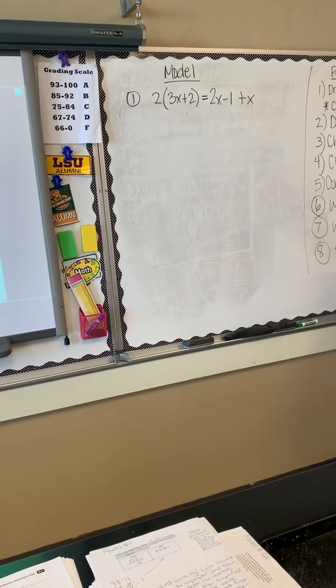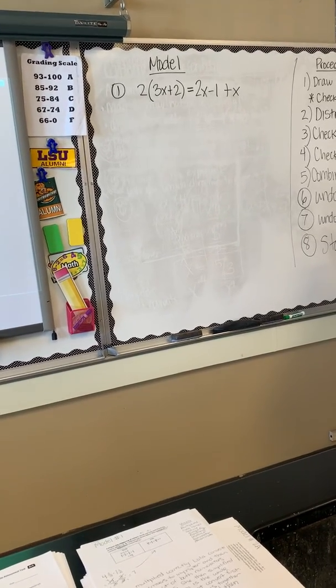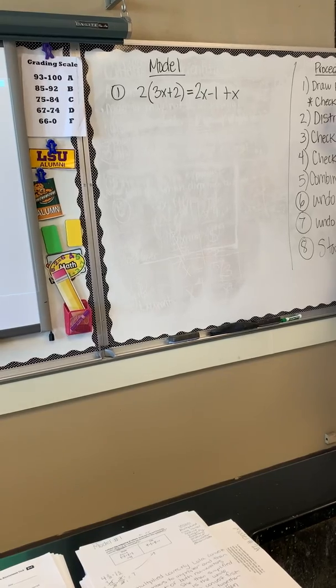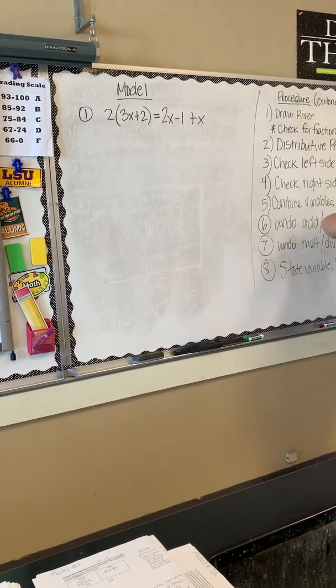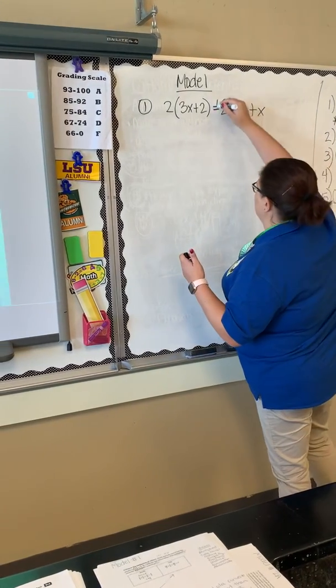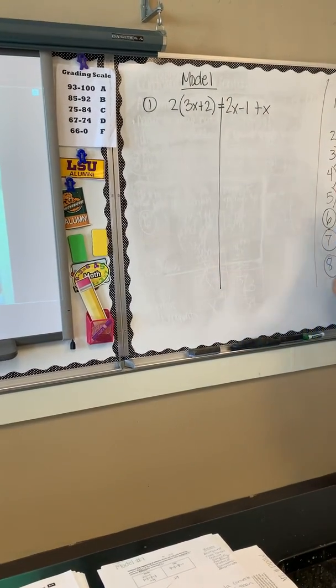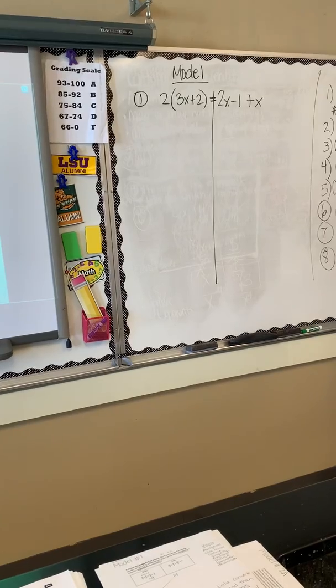The first thing that we're going to do is draw our river. So step 1 in your notes is draw your river on the right side. And because you can tell this is a longer equation, you're going to need a longer river, okay?